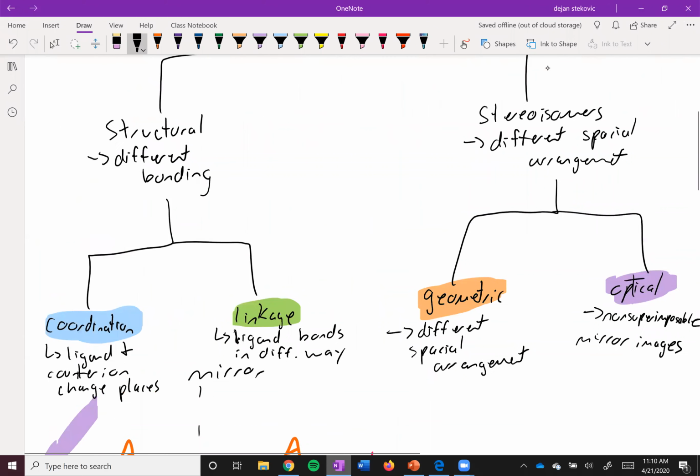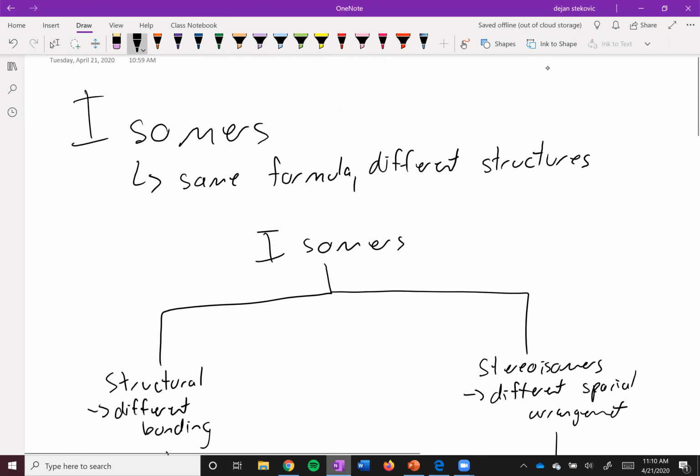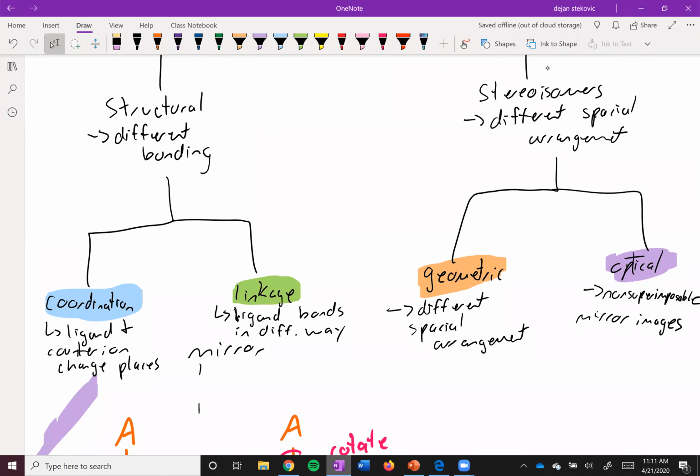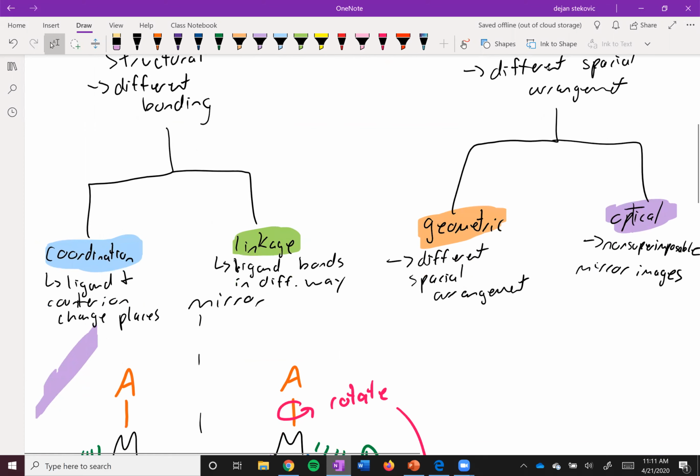So be able to identify the 4 different types of isomers we've talked about here, and be able to identify cis versus trans. Are they optical isomers or are they not optical isomers? What's a linkage isomer? What's a coordination isomer?